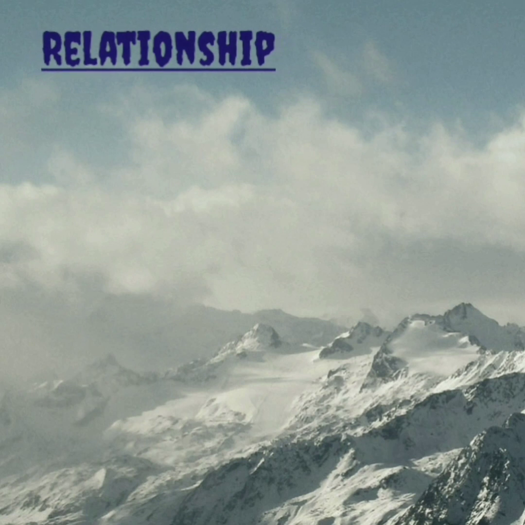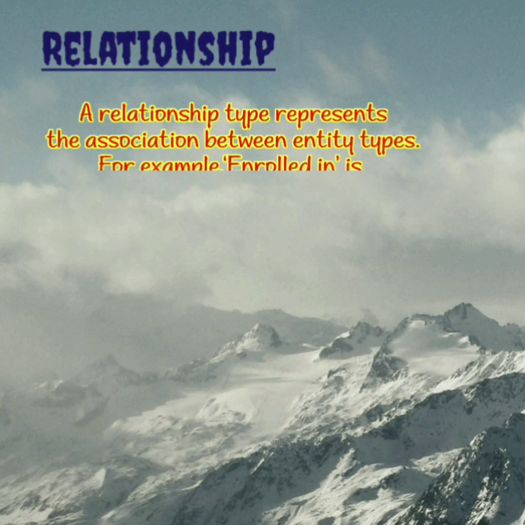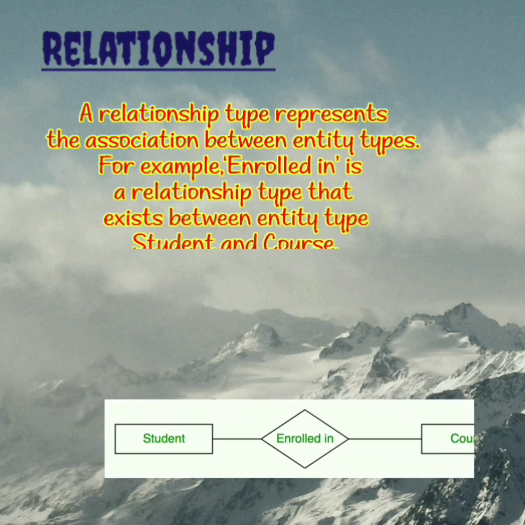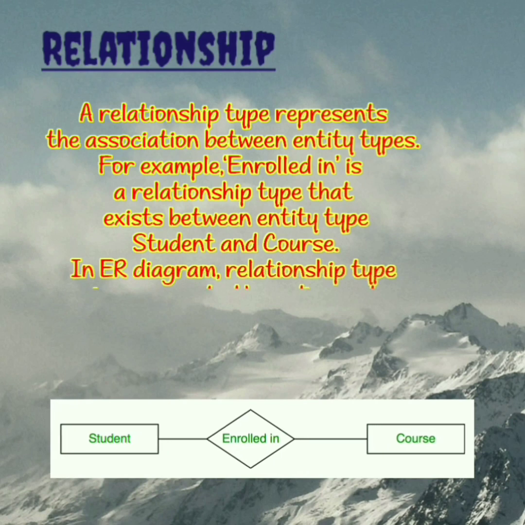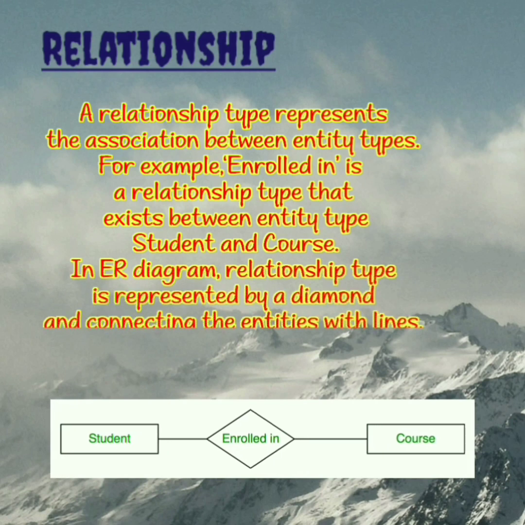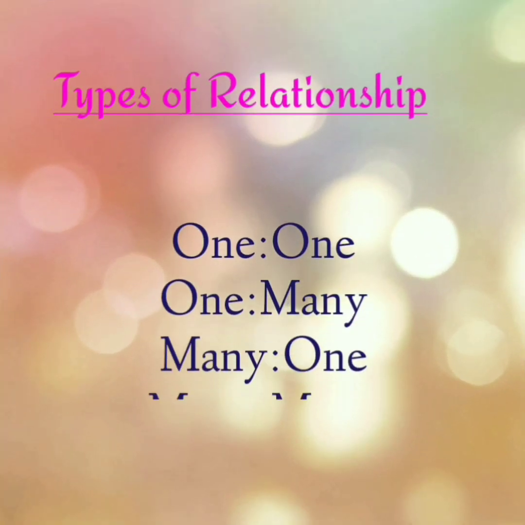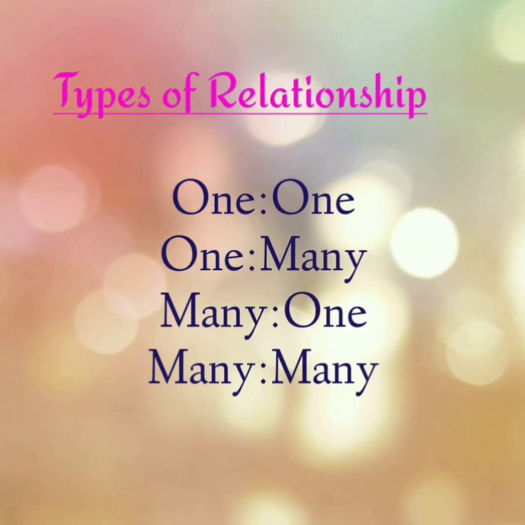Relationship: a relationship type represents the association between entity types. For example, enroll-in is a relationship type that exists between the entity types student and course. In an ER diagram, a relationship type is represented by a diamond connecting the entities with lines. Types of relationship: one-to-one, one-to-many, many-to-one, and many-to-many.